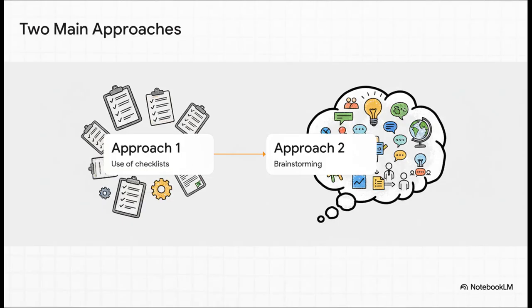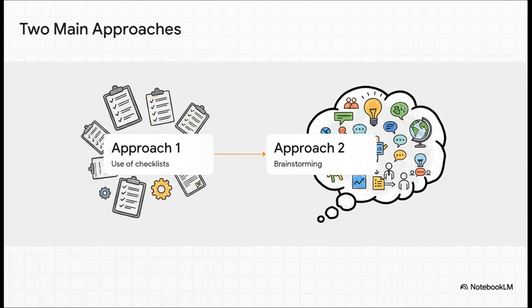Our source material really breaks this down into two main approaches. You can think of it as looking backward versus looking inward. The first approach, using checklists, is all about leveraging the hard-won experience from past projects. The second one, brainstorming, is about tapping into the unique collective wisdom of your team right now.